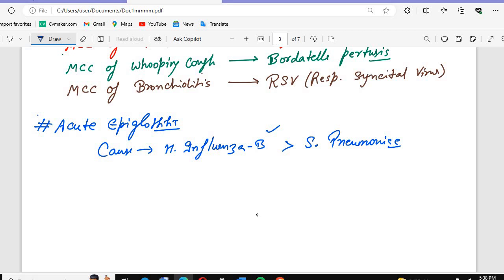Okay, what sign will we see in the case of acute epiglottitis? Yes, the thumb sign. What is the thumb sign we will be seeing in acute epiglottitis?